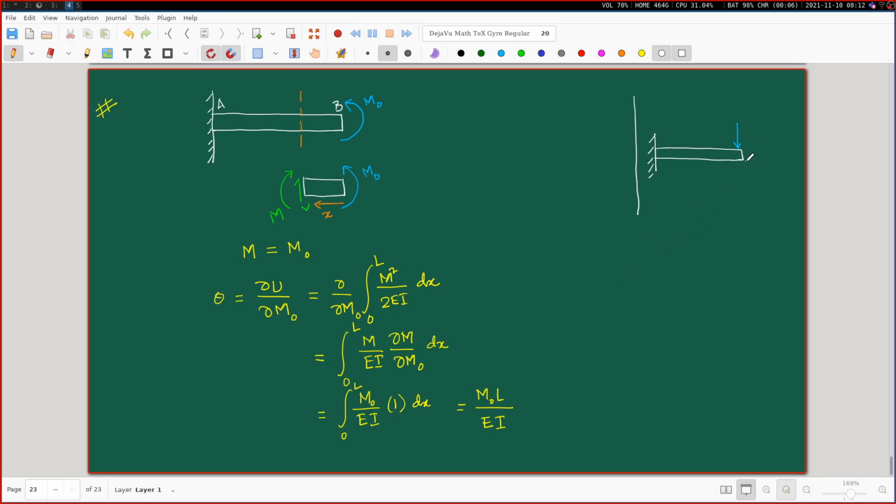What will you differentiate? There is no problem with finding the total strain energy of this cantilever beam, because you can take a cut section here corresponding to this force, find the moment, and then just by using the integral of M squared by twice EI, 0 to L dx, you can find the total strain energy. But what will you differentiate that with? That is my question.